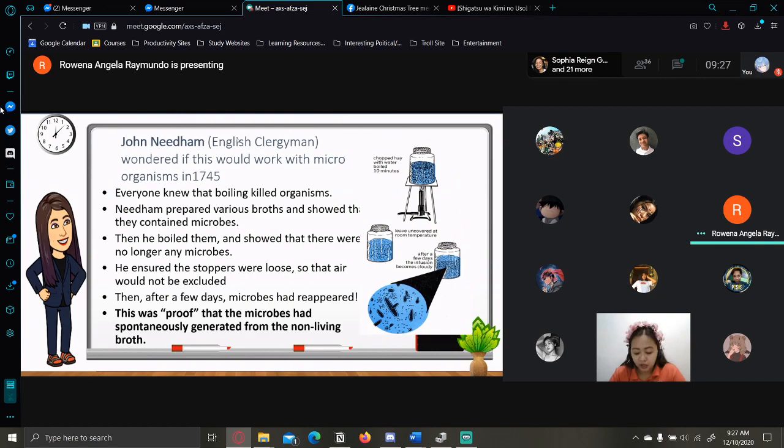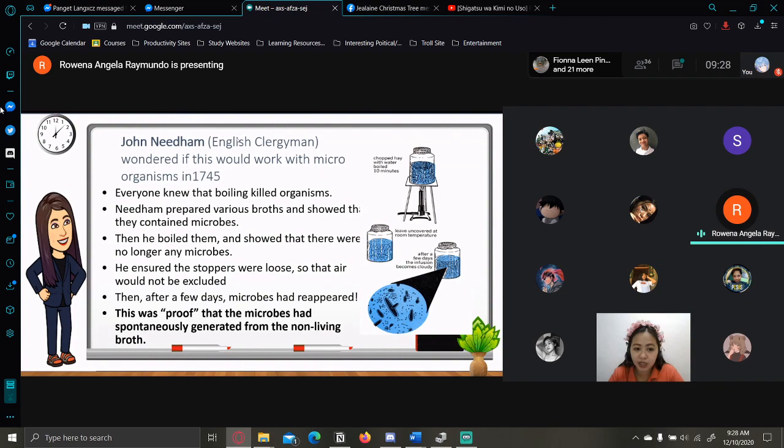So another scientist named John Needham made an experiment using microorganisms. Okay? Ang ginawa niya, nag-boil siya ng broth. Ano yung broth? Yung broth is yung nagsisilbing pagkain ng microorganisms. Isipin nyo na lang yung mga broth cubes. Diba? May lasa siyang chicken, lasang beef, lasang pork, and different nutrients na naandon.